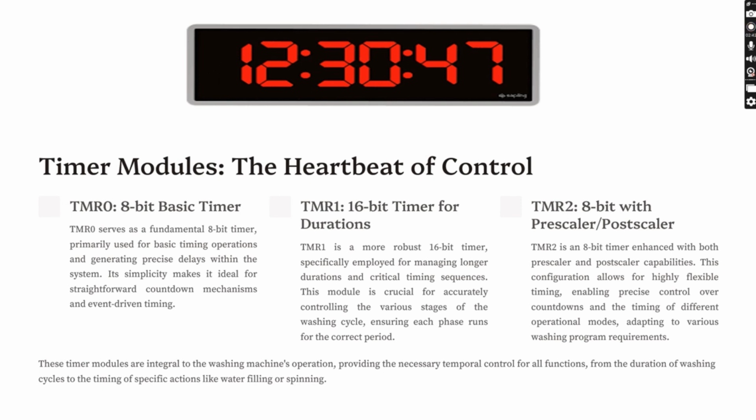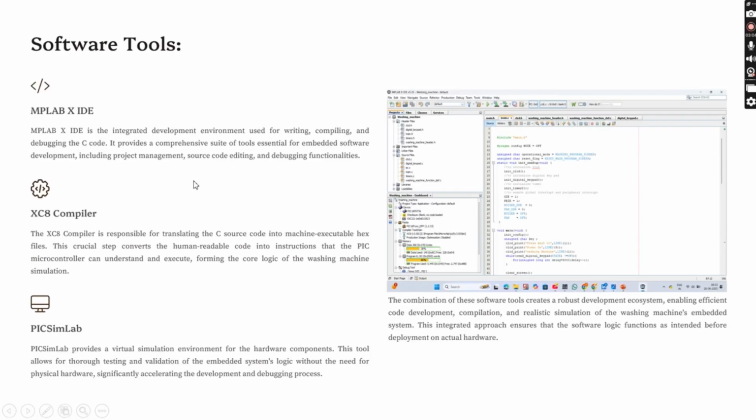These timer modules are integral to the washing machine's operation, providing the necessary temporal control for all functions, from the duration of washing machine cycles to the timing of specific actions like water filling or spinning. Those are the timer modules. I will go to the next slide. Software tools. We are using the MPLAB X IDE, the XC8 compiler, and PICSIM Lab. The XC8 compiler is a cross compiler.